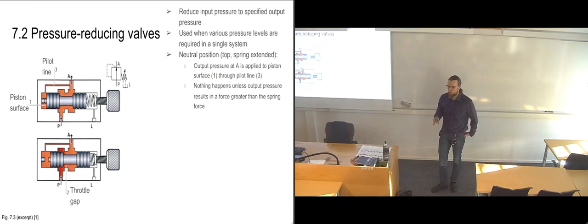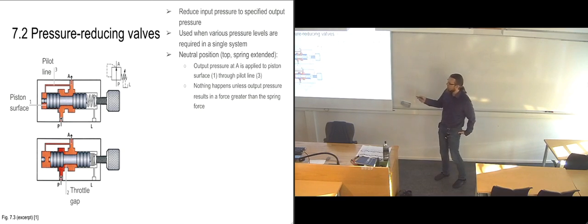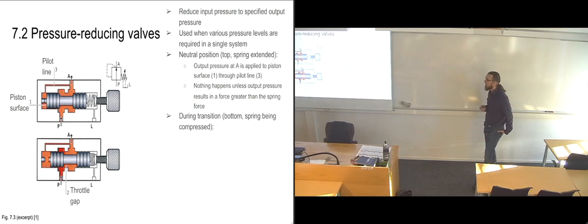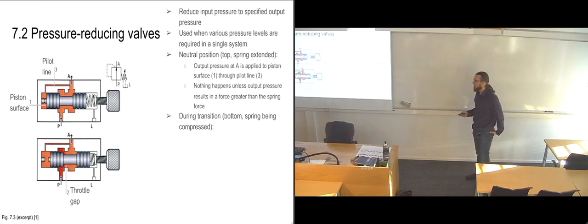And nothing happens unless we get a high enough pressure here. So we need a high enough output pressure that ends up with a higher force on the piston surface than what the spring is delivering on the opposite side. So if we do get that, the piston will start moving. So we are compressing the spring down here.